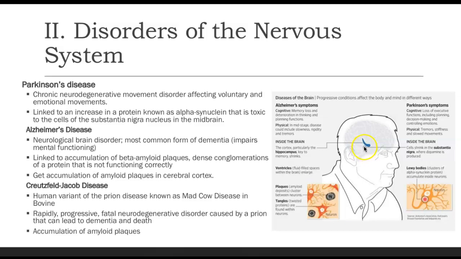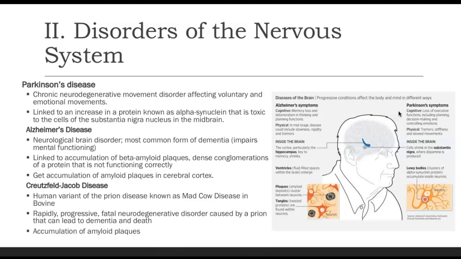The midbrain is within our brainstem, and some of the symptoms that we're going to see are cognitive. So we'll lose some of those executive functions that allow us to plan or make decisions or control our emotions. Physically, we said this was a movement disorder, right? So they may have tremors that are especially noticeable within the hands. There will be stiffness within their body and slowed movement. So you'll often see people with Parkinson's, when they walk, they have more of a shuffling movement.